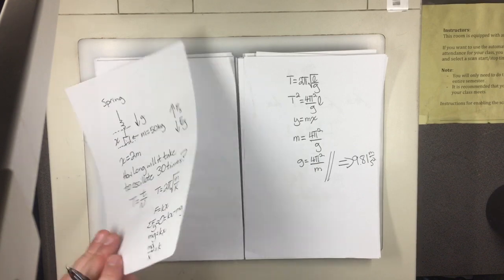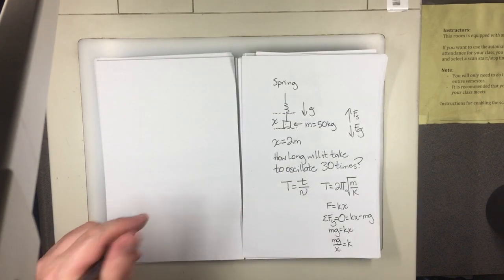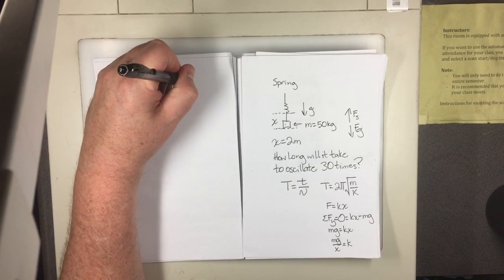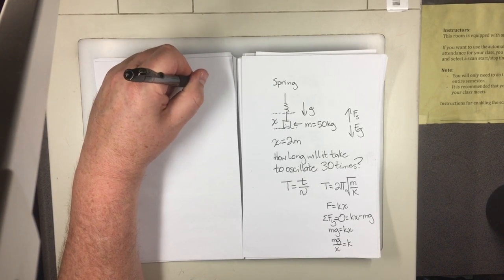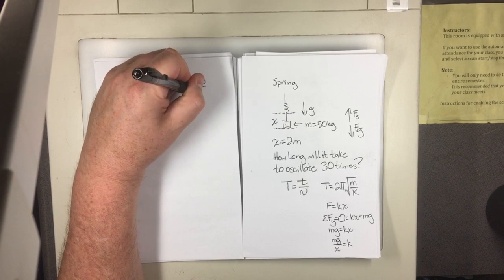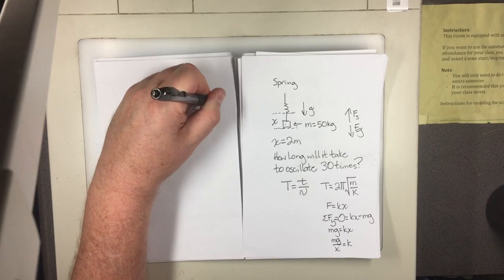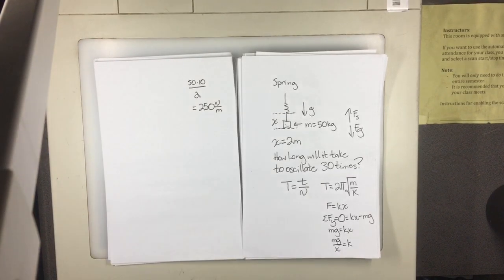And just for the knowledge of it, what's the value of k? M is 50, g is 10, x is 2, which means the spring constant is 250 newtons per meter. So if I just gave you a spring hanging there by 2 meters and the mass is 50 kilograms, you could easily figure out what the spring constant is.